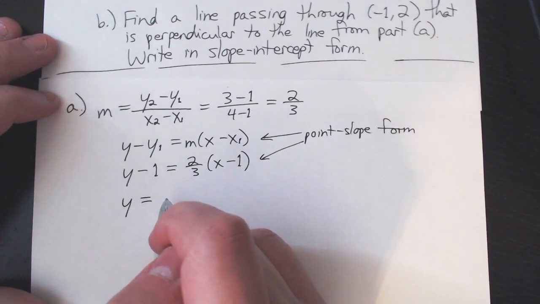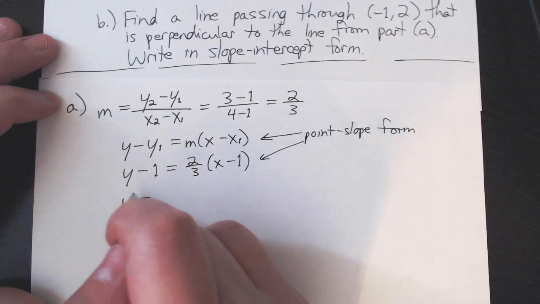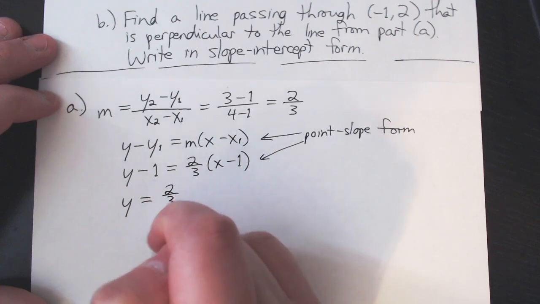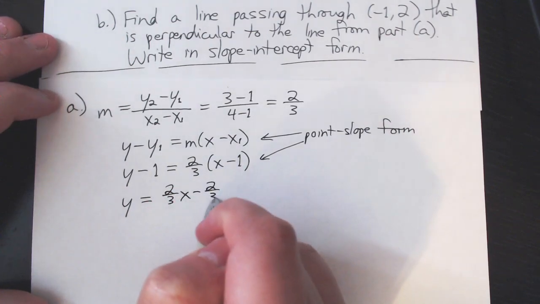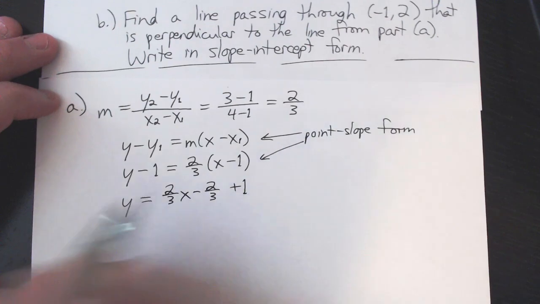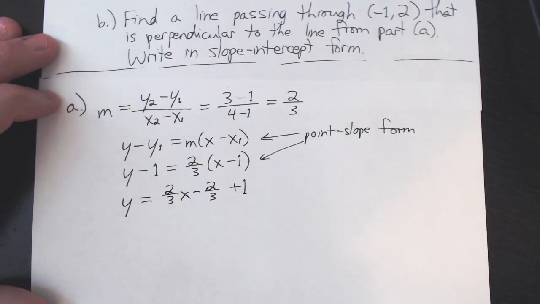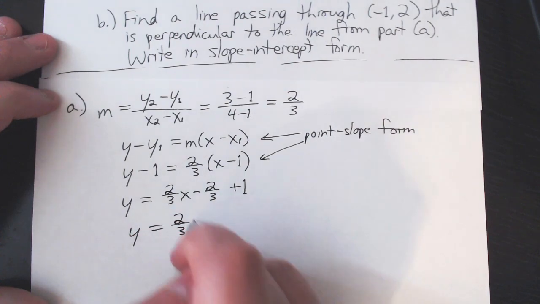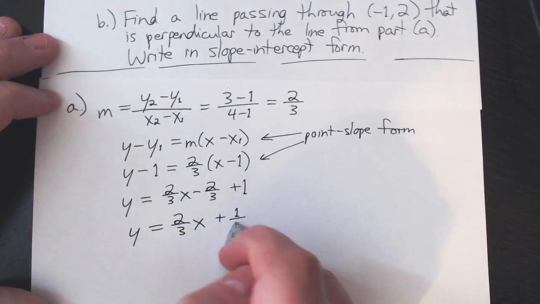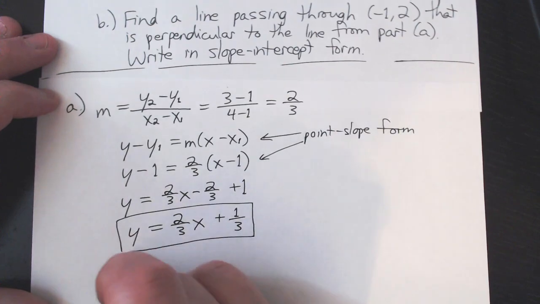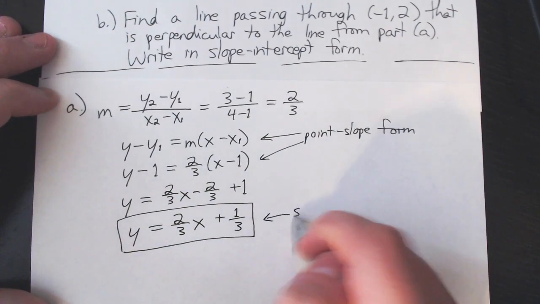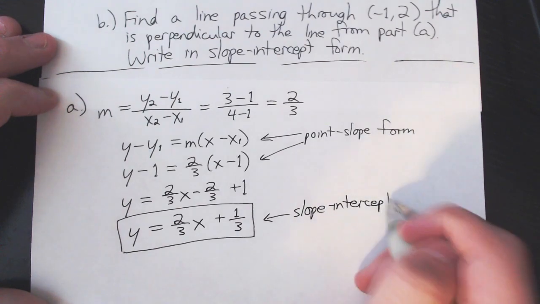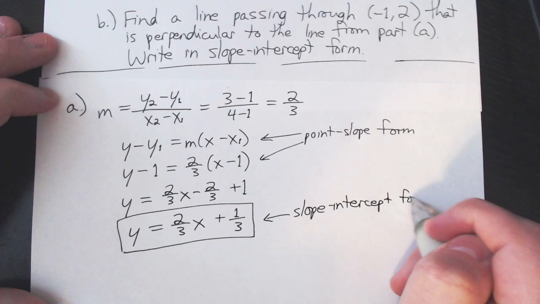So I'm going to add 1 to both sides. I'm also going to distribute the 2/3. 2/3 x minus 2/3, and then I'm adding the 1 to bring it over. And this simplifies to y equals 2/3 x plus 1/3. And this is slope-intercept. And that's the answer to part A.